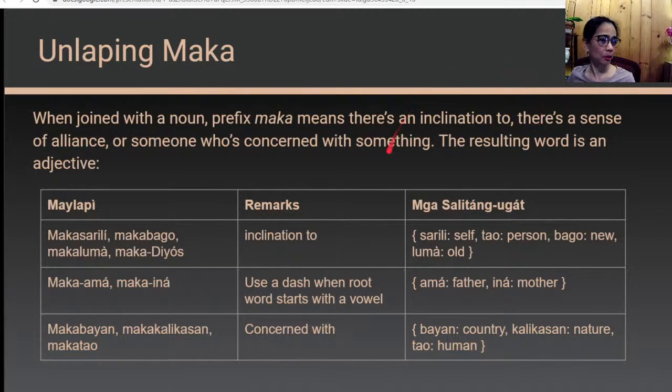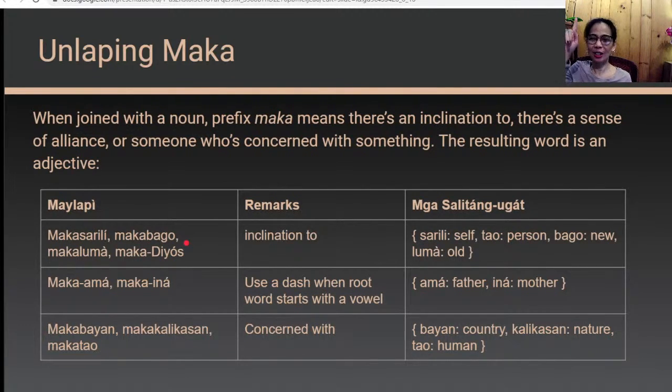Let me give you examples. If you are a beginner, follow after me. Makabago. Makaluma. This is where I say past, and this is present. Makabago. Makaluma.